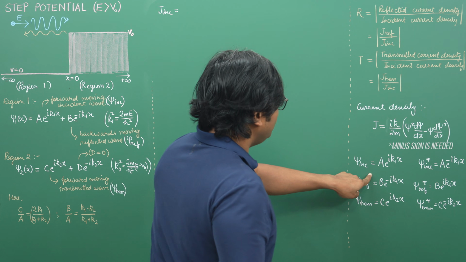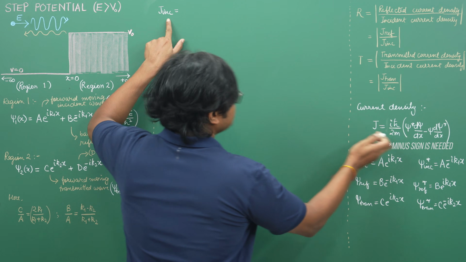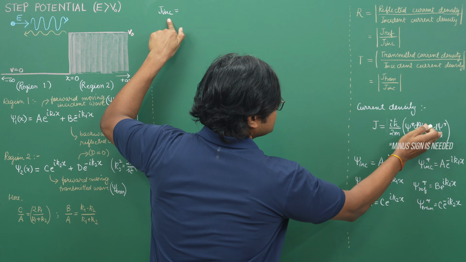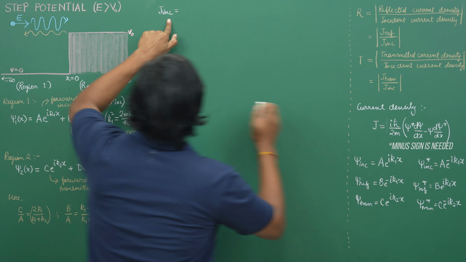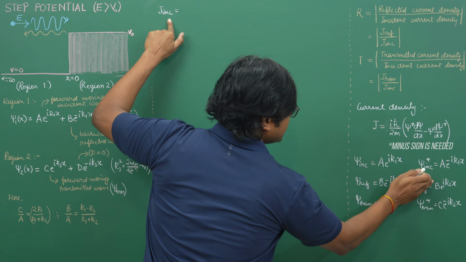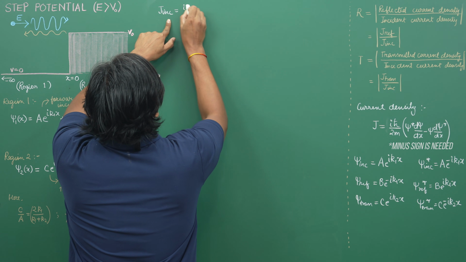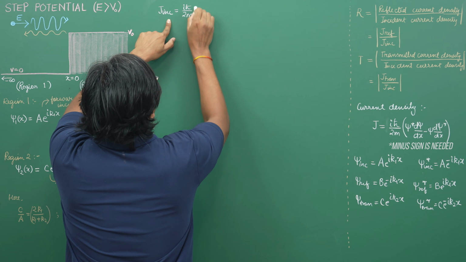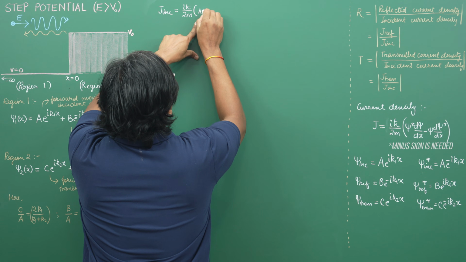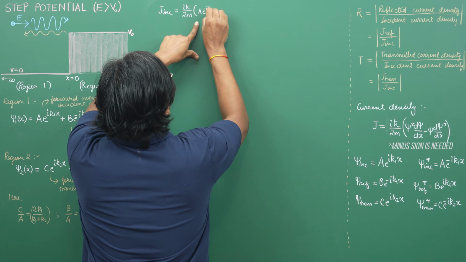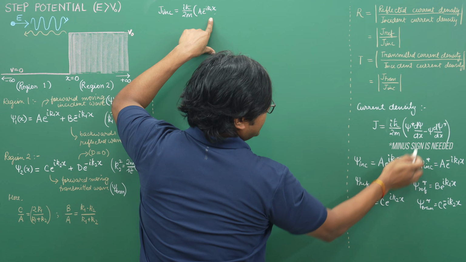So for the incident wave, we have psi star. I'm just going to plug it in. The formula is essentially for the incident wave, psi star incident, d upon dx psi incident minus psi incident, d upon dx psi star incident, right? But I'm just going to straightforwardly plug it in for faster calculation. So this comes out to be equal to iota h cross upon 2m. So psi star incident is equal to A e to the power minus iota k1x, and then you have d upon dx of psi.